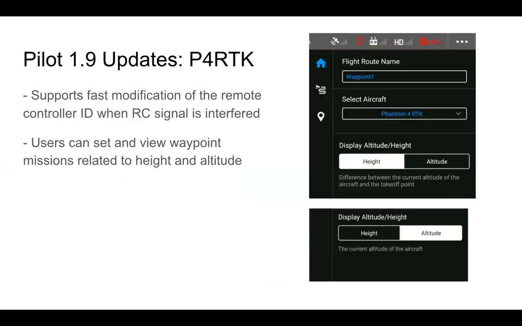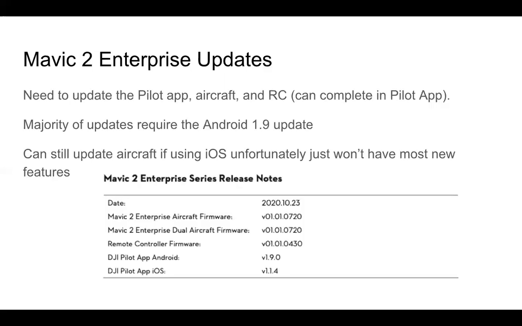On the Phantom 4 RTK, transmission improvement there. And then also for setting waypoints, you can relate that to height or altitude. I can see on the side there, height's the difference between the current altitude of the aircraft and the takeoff point. Altitude is going to be the current altitude of the aircraft. So that's only available in the Pilot app for the Phantom 4 RTK now, and also the Matrice 300 RTK. Once again, that was already available though.